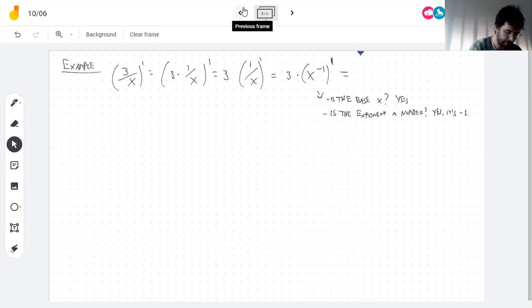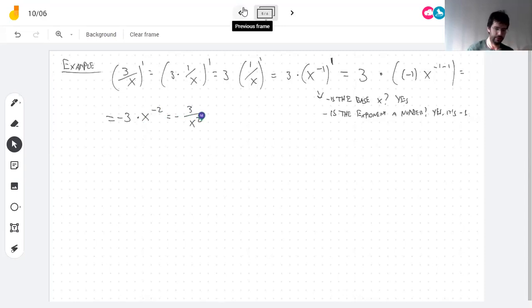So this derivative is computed by putting the exponent in the front, multiplying, and then subtracting 1 from the exponent. So that's going to be x to the negative 2. And then if I multiply the 3 by the negative 1, I get negative 3. And I could also write this as negative 3 over x squared. So there you go. Any questions?